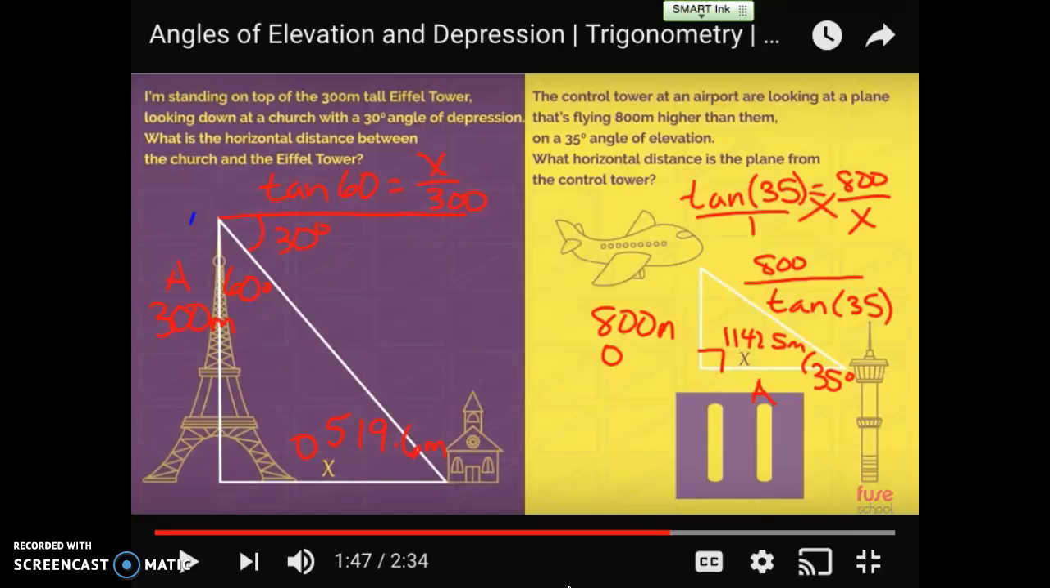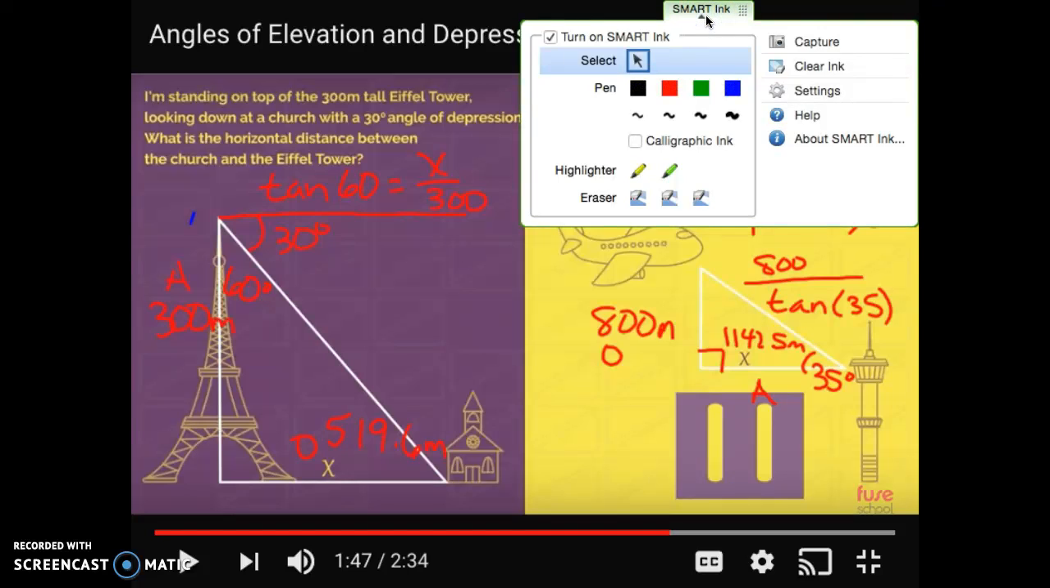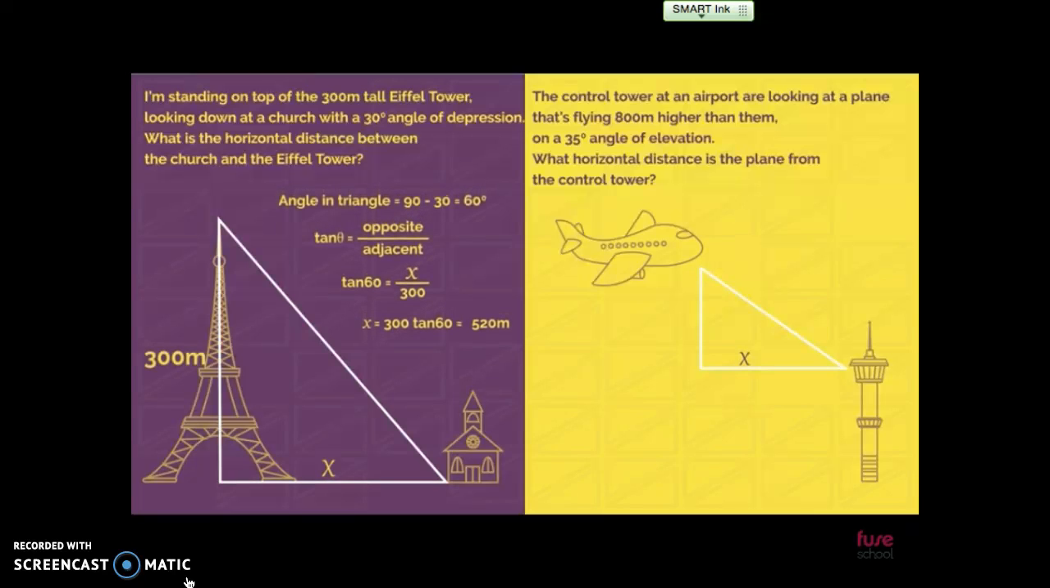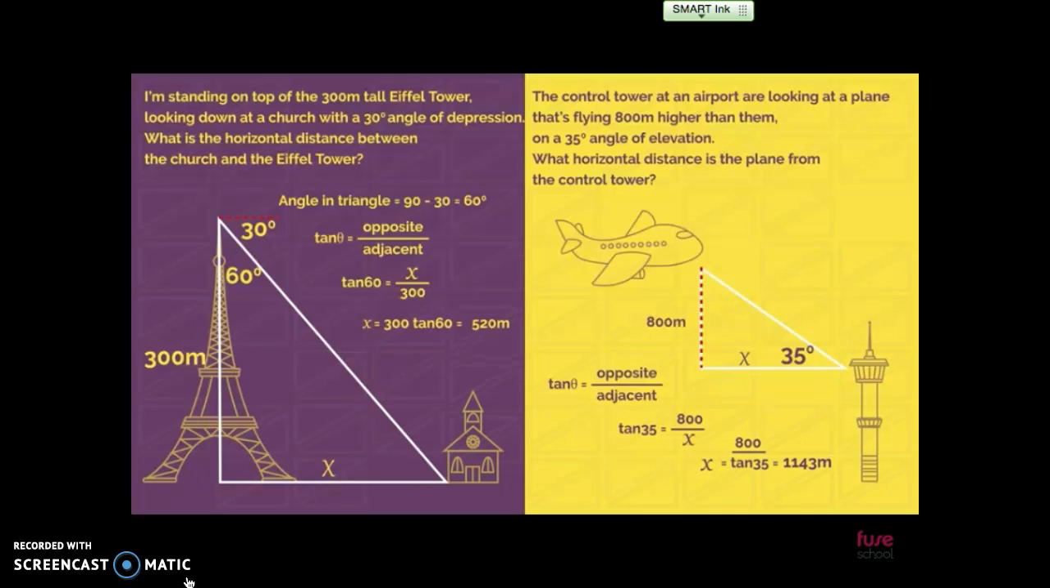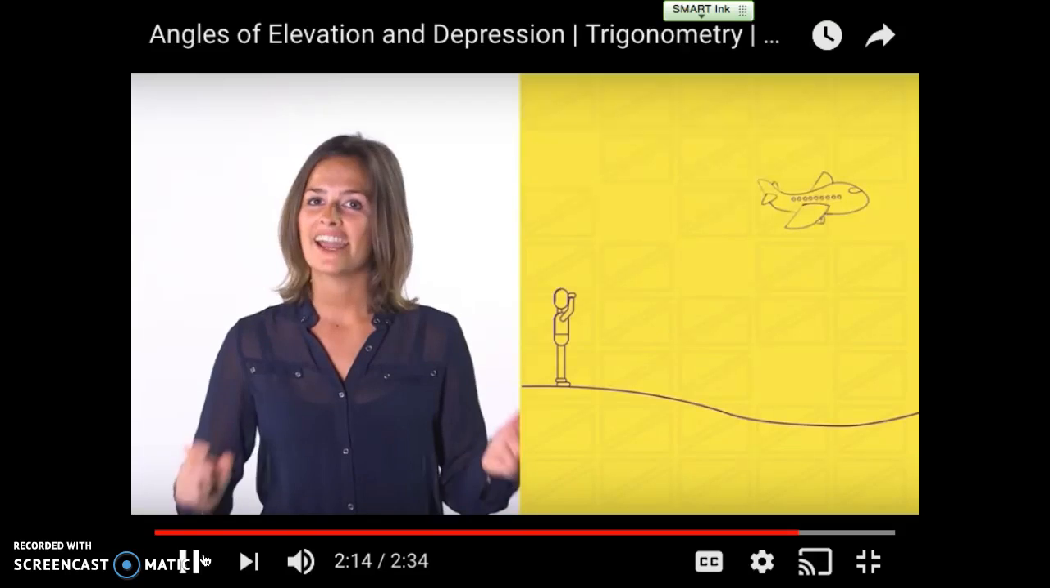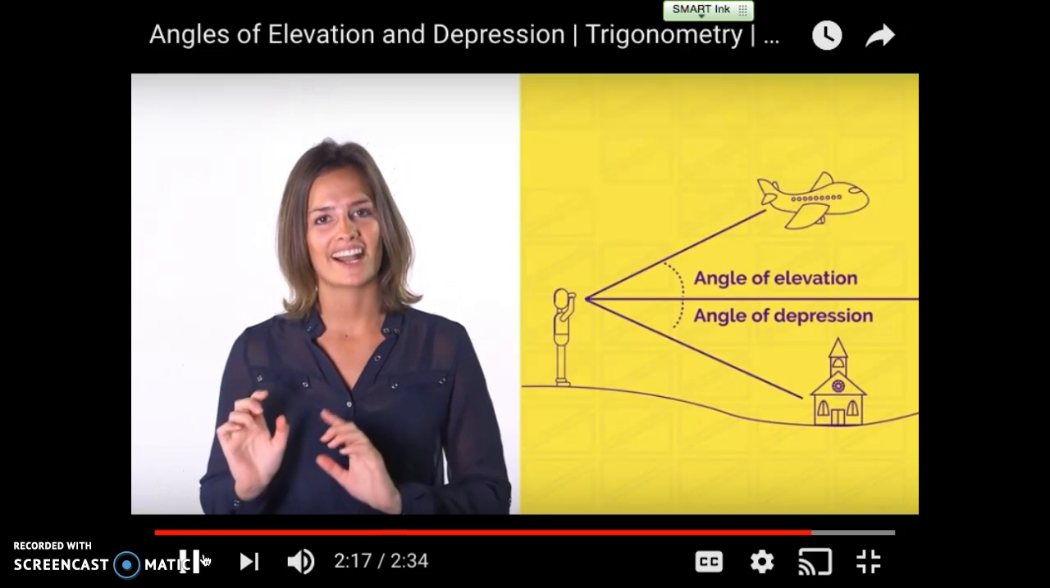Okay, so let's go ahead and see if we worked these problems out correctly. And if we did not work them out correctly, what mistake did we make? Did you get 520 meters? Did you spot that the angle of depression is here, and so the angle in the triangle is actually 60 degrees? And 1143 meters for the plane. So there we have some real-world uses of trigonometry involving angles of elevation and angles of depression.